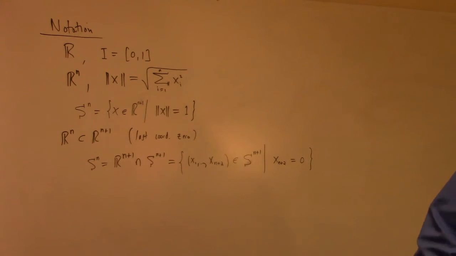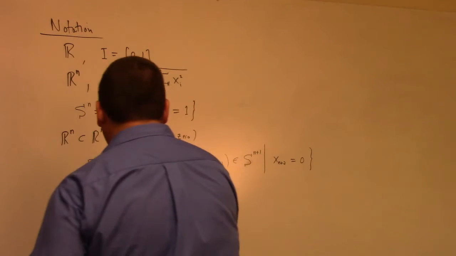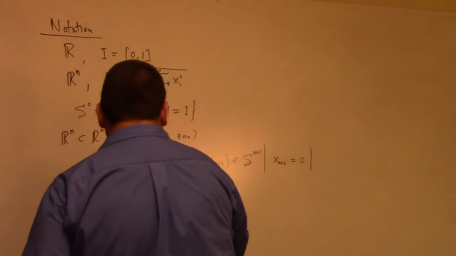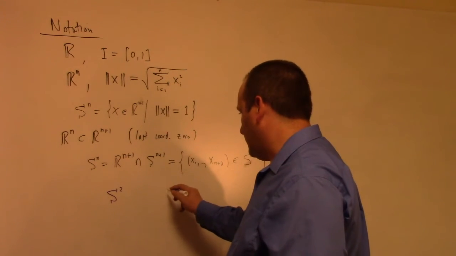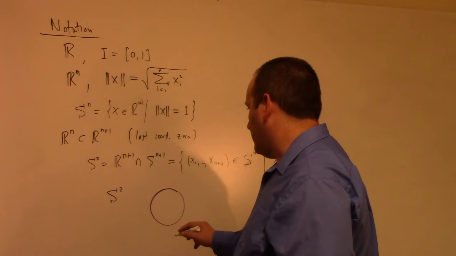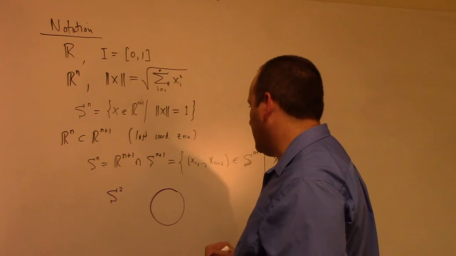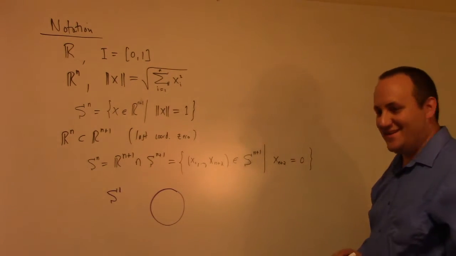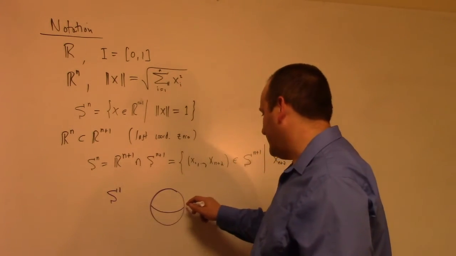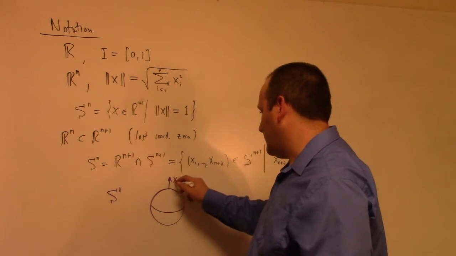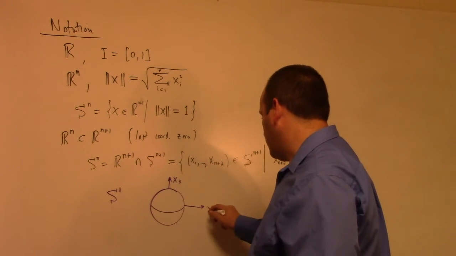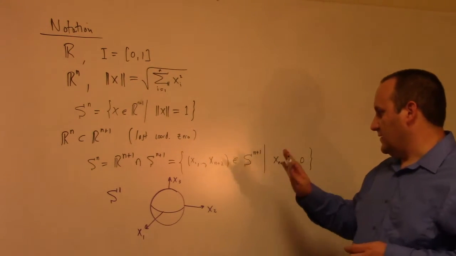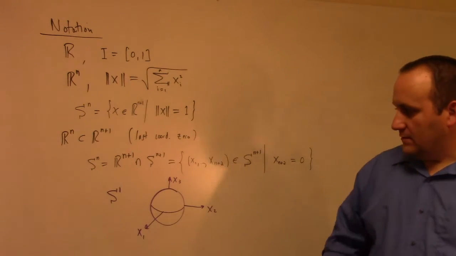Let me draw them while I can. So, for example, here's the picture for S2. Maybe I can't do S2. S1, I'm not very good at drawing S3. So S1, here's S2, and here's X3, X2, X1 in the usual picture. And then if you set the last coordinate equal to 0, that's it.